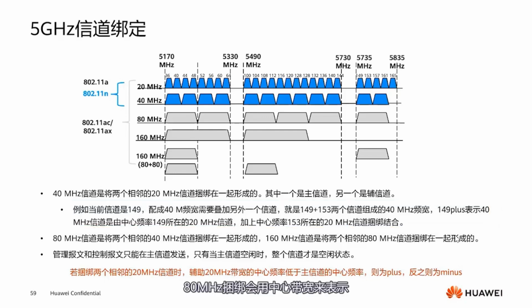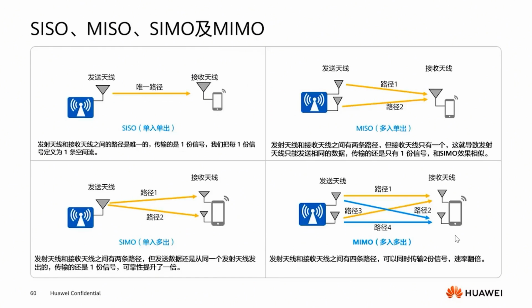80 MHz bonding uses center bandwidth to represent. It is specifically reflected, for instance, if channel 149 is standalone, then it's 20 MHz. If it's an 80 MHz bandwidth, additional bandwidth must be supplemented. So, in 5G channel bandwidths, the specific bandwidth must be reflected, including the channel bonding for 2.4G and 5G.